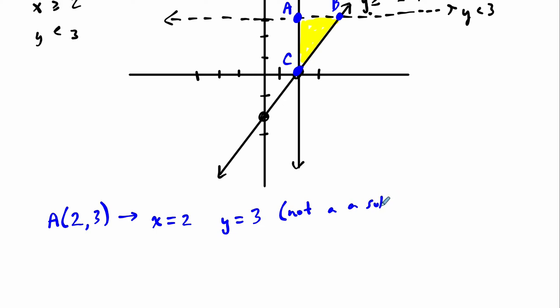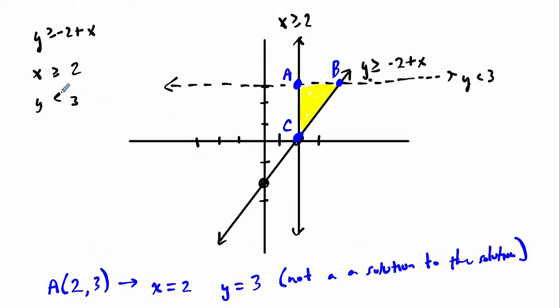Not a solution to the system. It does satisfy the first two inequalities. If you plug it in, you'll see that, but it does not satisfy the third. Again, like I said before, the y value is 3. It's not less than 3. And then we go to point B.